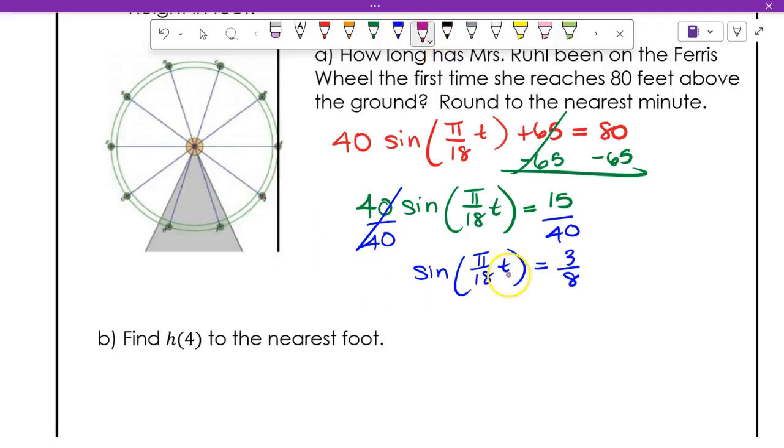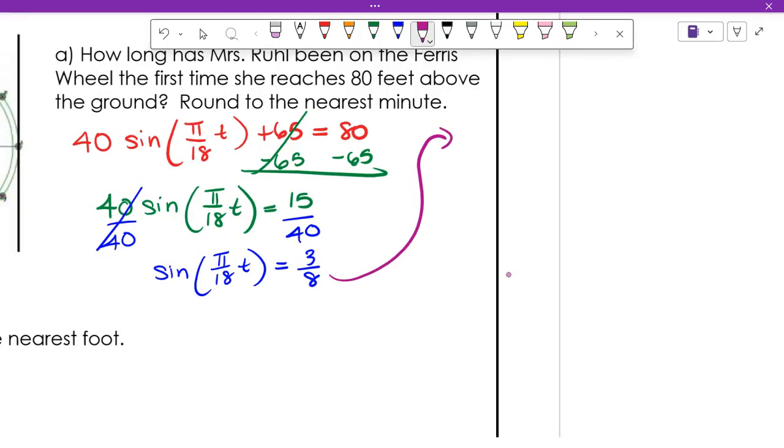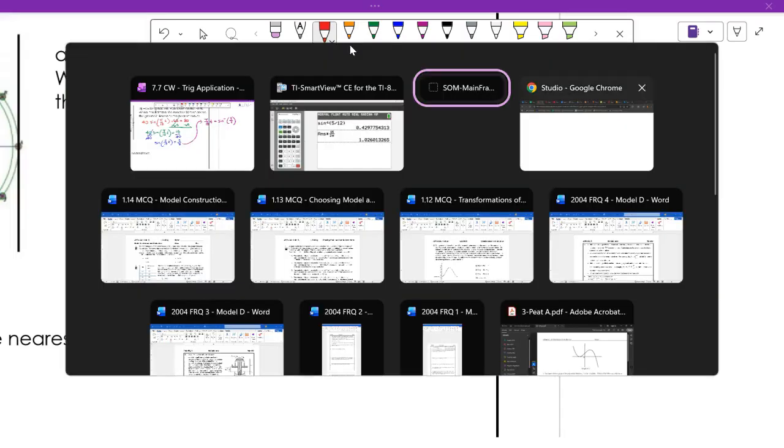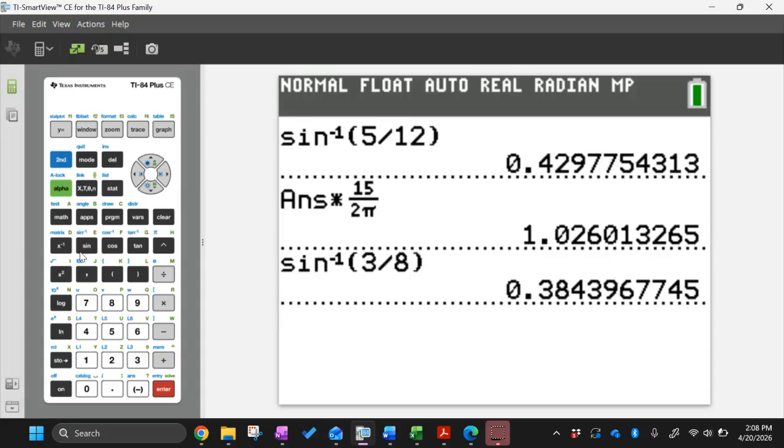Okay, now 3 over 8 doesn't happen on my unit circle, so I have no idea where this is. So again, I cannot keep it exact. So now if I do inverse sine of both sides, I'm going to have pi over 18 times t is equal to sine inverse of 3 over 8. And so again, I'm going to take my calculator and put that sine inverse in there. So I would go ahead and go second sine, and that gets me 3 over 8. And I put it in.